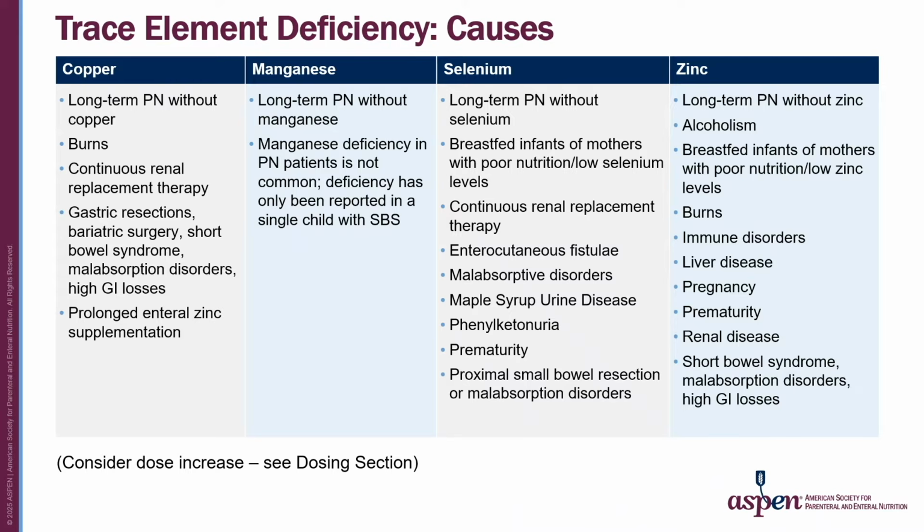And zinc deficiency can be caused by long-term PN without zinc, alcoholism, breastfed infants of mothers with poor nutrition or low zinc levels, burns, immune disorders, liver disease, pregnancy, prematurity, renal disease, or short bowel syndrome, other malabsorptive disorders, or otherwise high GI losses. In the event of a deficiency, it may be appropriate to consider a dose increase, and you can refer to the dosing section for examples.